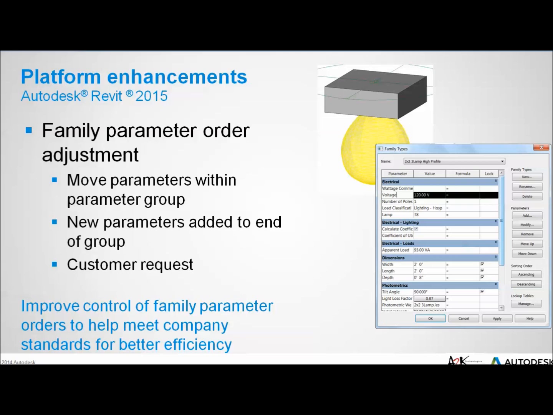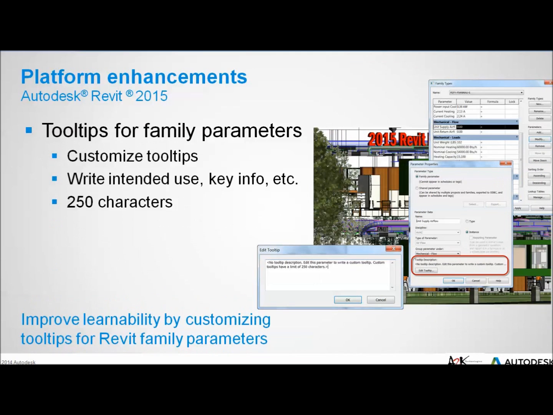Family parameters, a major improvement here. Basically we can now order our parameters alphabetically or move them up and down as we see fit, rather than in some illogical manner from previous versions. Also with families, we can now create our own custom parameters as before, but now we can actually apply a customized tooltip. This can be used for training methods throughout your company.